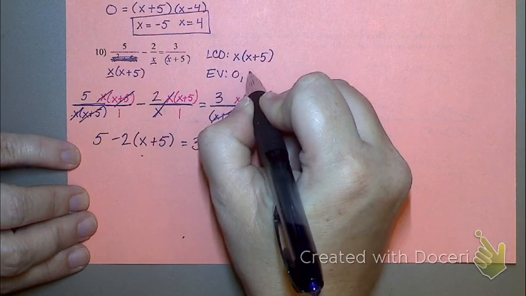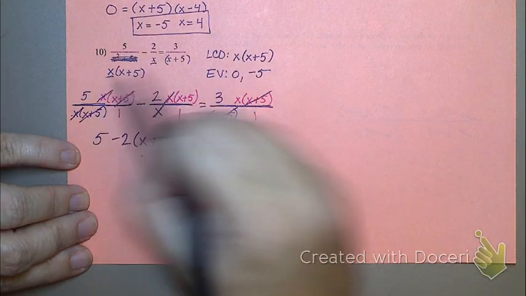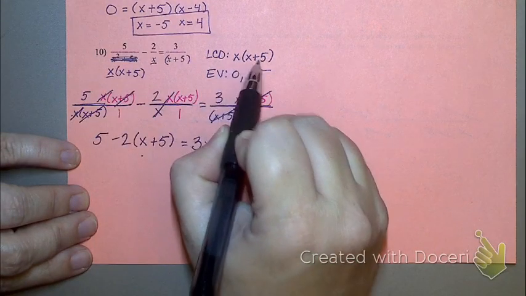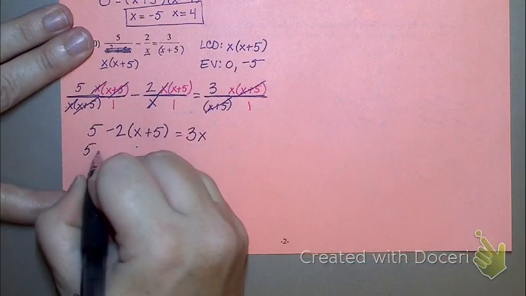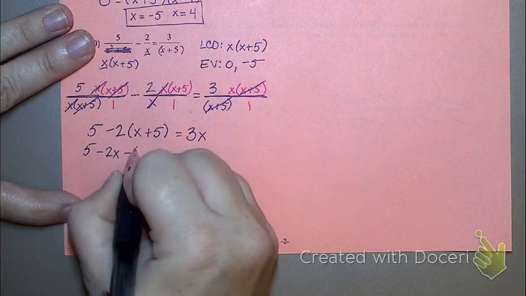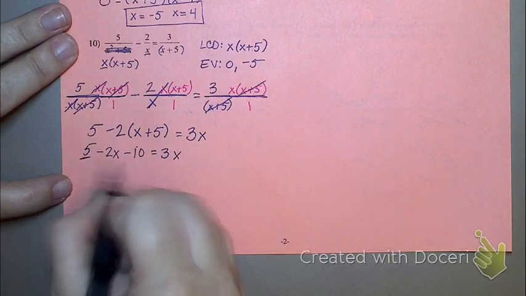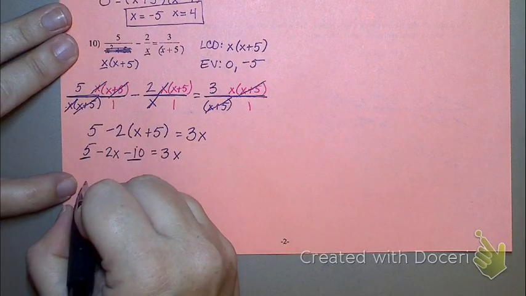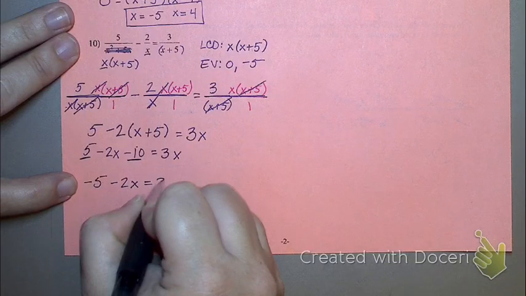0 and negative 5, right? 0 from the x, or from the x right there, and 5 from here. All right, so let's see. I have 5 minus 2x minus 10 equals 3x. What's 5 minus 10? So I have negative 5 minus 2x equals 3x.